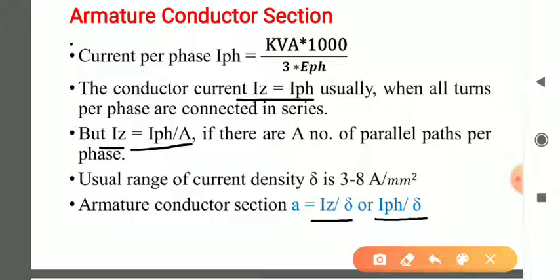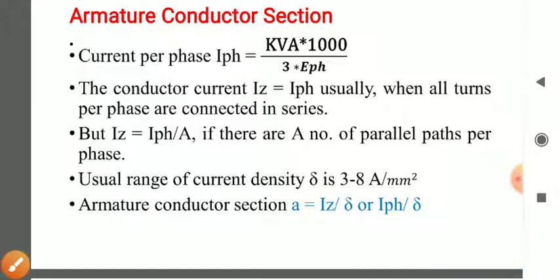and the current per phase can be calculated by using the expression kVA into 1000 divided by 3 into EPH, and we can assume the density in the range of 3 to 8 ampere per millimeter square.